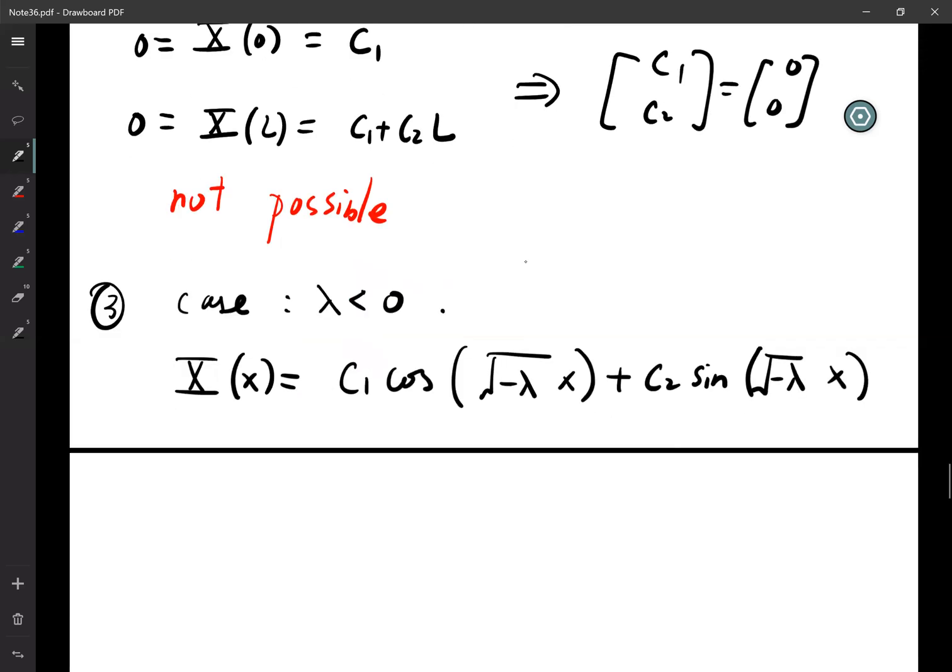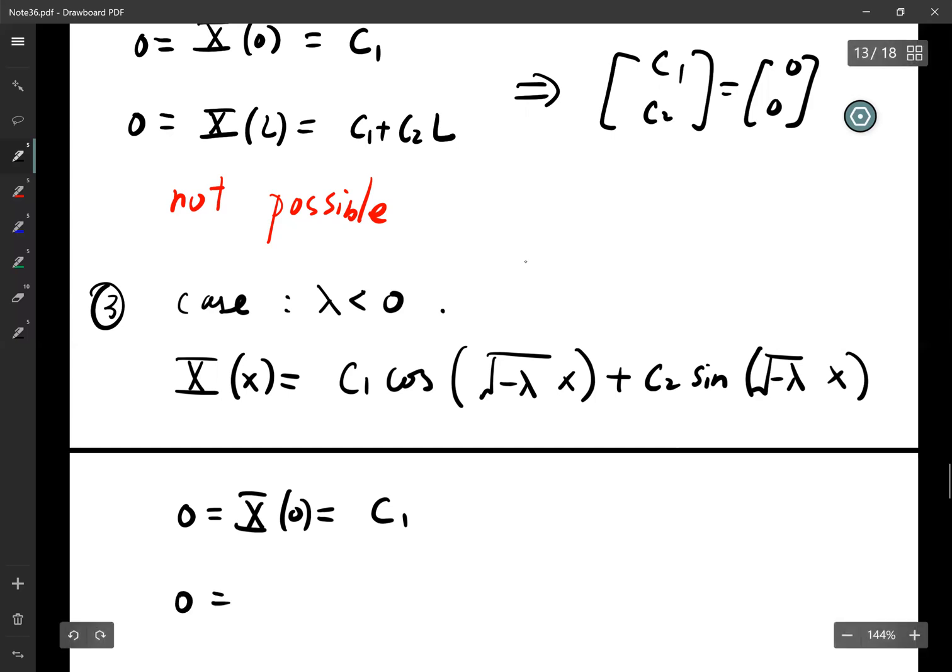So it has a minus here, so that this is a positive thing, and so this cosine and sine takes care of the i according to the Euler formula. Then 0 equals x(0) equals C1. Okay, seems to be bad news. So 0 equals x(L) equals C1 is already 0.